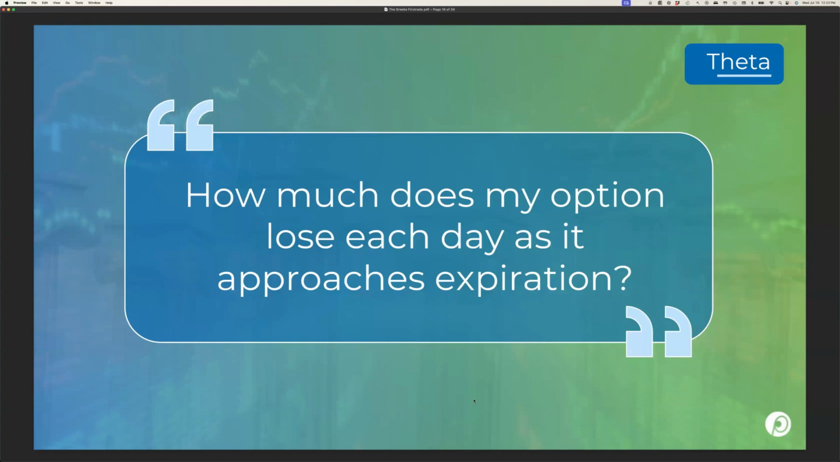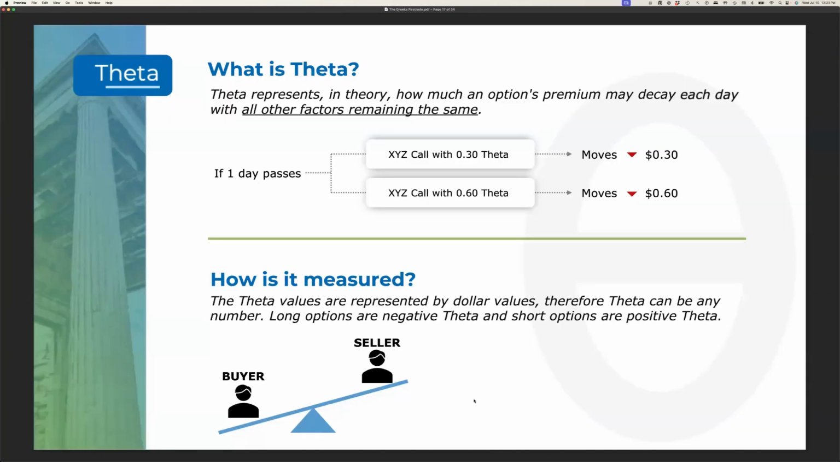We talked about the fact that the extrinsic value part of your option has two components, time value and implied volatility. Right now we're going to talk about the time component of it. How much time is left between now and expiration, and how does that affect the value of your option? That is what the Greek theta tells us. Theta represents, in theory, how much an option's premium may decay each day with all other factors remaining the same.